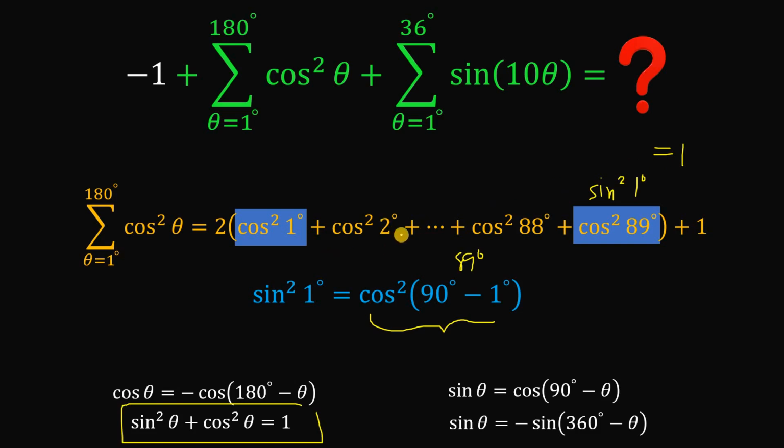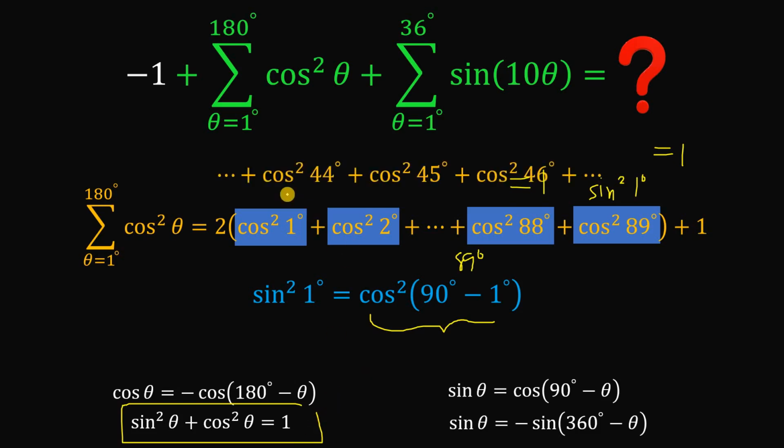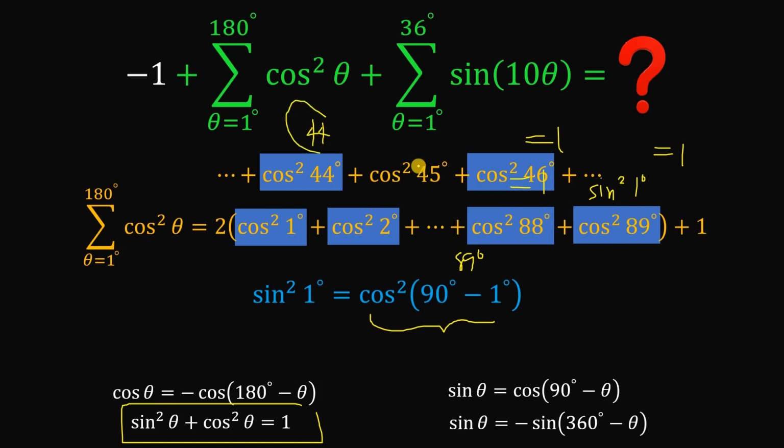Also, cosine squared 2 degrees plus cosine squared 88 degrees must also add up to 1 using the Pythagorean identity. Now also notice that we have cosine squared 44 degrees plus cosine squared 46 degrees, and we all know this is just equal to 1 also. Now the question: how many 1s do we have inside the parentheses? From cosine squared 1 degree up to cosine squared 44 degrees, we have 44 1s.